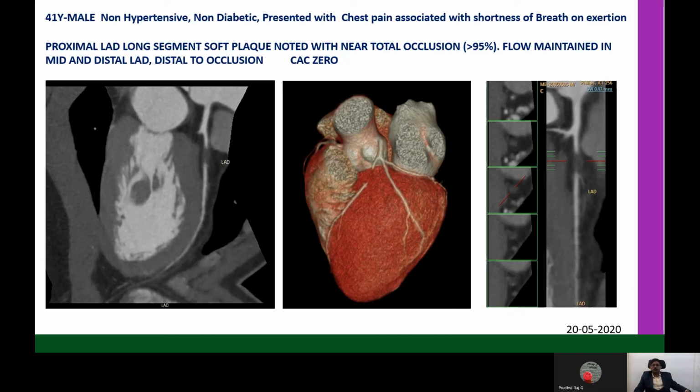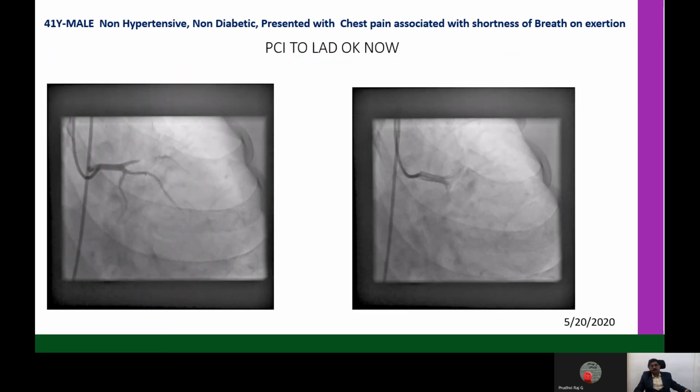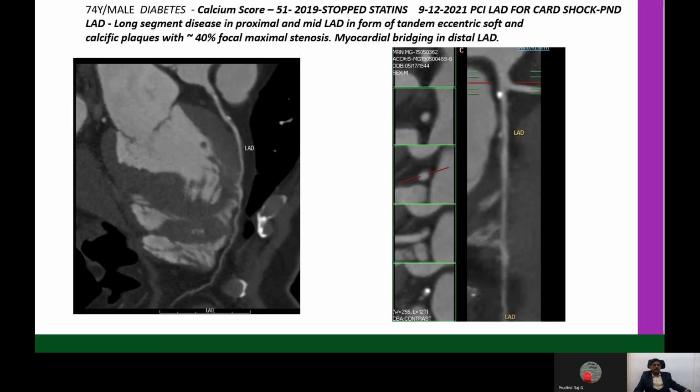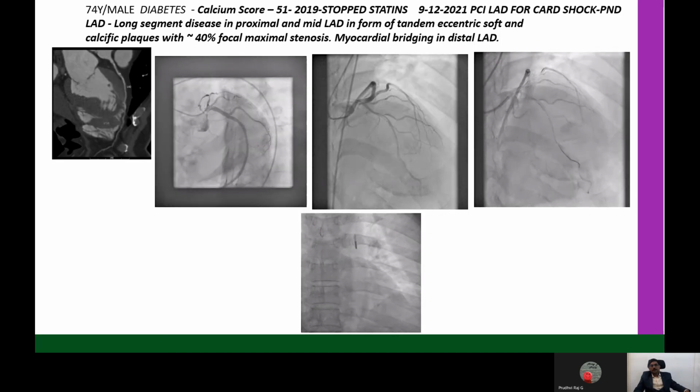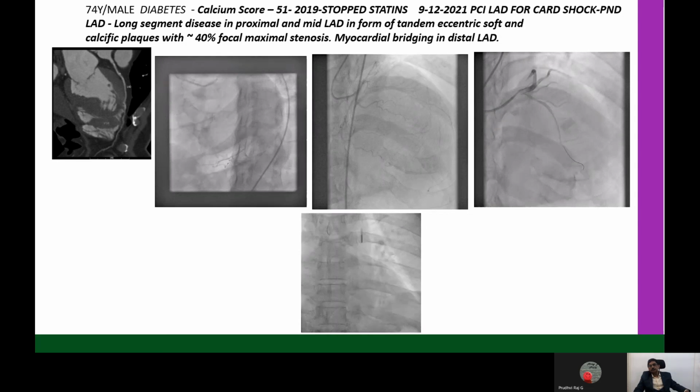Similarly, another patient, a 41-year-old male with breathlessness, and CTCA showed again a CAC of 0, with 95% stenosis, and we stented this patient. Another 74-year-old patient had around 30-40% stenosis in the LAD, and he was advised statins, which he stopped, as more than 50% of the patients were advised to stop statins. Unless you show them the clear-cut lesion and calcium, the majority will be convinced to start. But this gentleman stopped despite being shown the calcium, and then this is what has happened. He developed acute myocardial infarction.